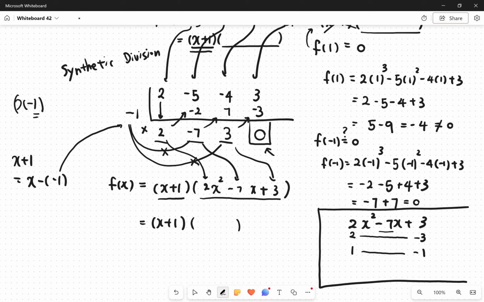In this way, we can determine the linear factors of this quadratic function. 2x must be multiplied by 3, so we put the negative 3 over here. Then x will be multiplied by negative 1. We can always double check by expanding the factors, making sure it goes back to 2x squared minus 7x plus 3. So finally, we find all linear factors of the cubic polynomial. That is x plus 1, 2x minus 1, x minus 3. Thank you for watching.